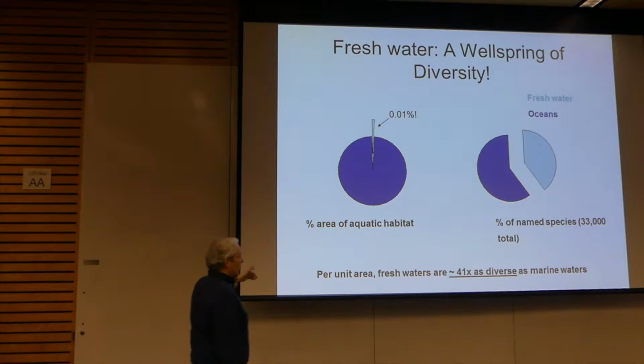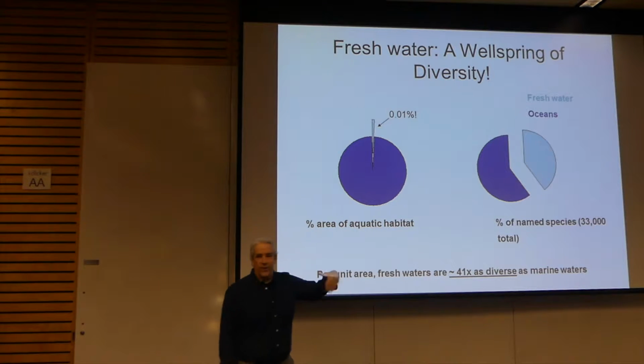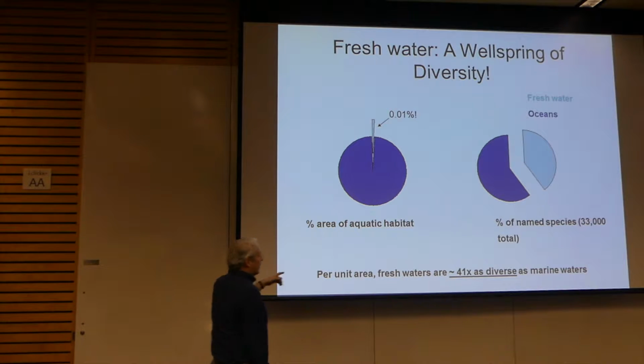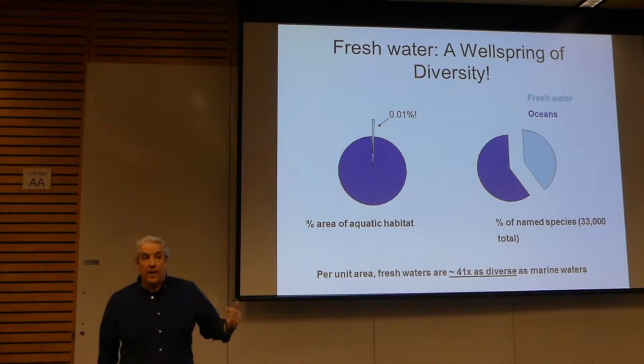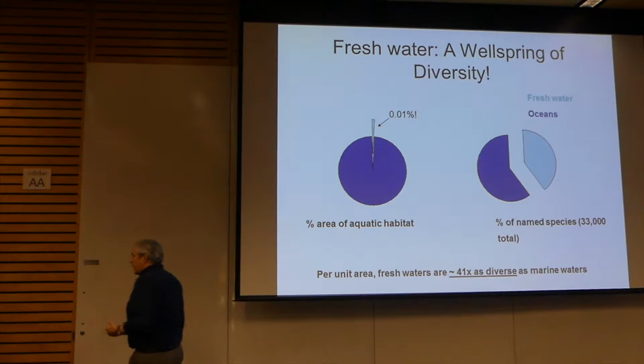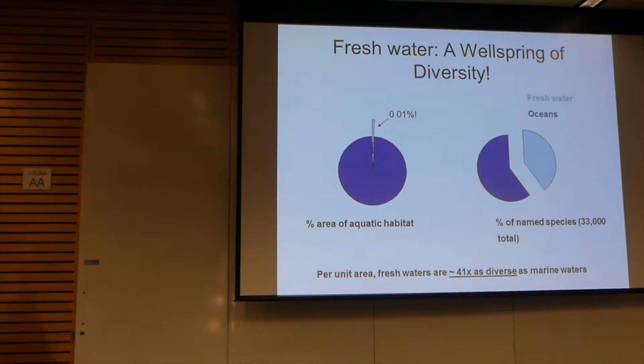And on a per surface area basis, and of course it varies tremendously depending on the areas you're looking at, freshwater fishes are 41 times as diverse per unit area than marine fishes. And if you do it by volume, and some people have actually done these crazy calculations, it's even more extreme. So freshwaters are tremendously diverse in terms of their fish faunas.